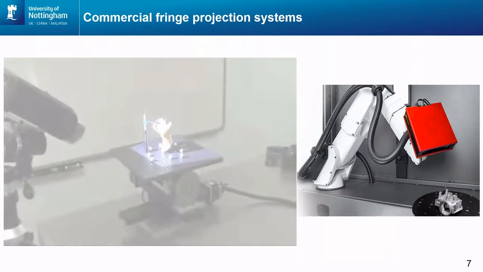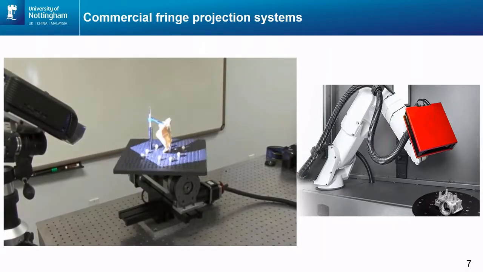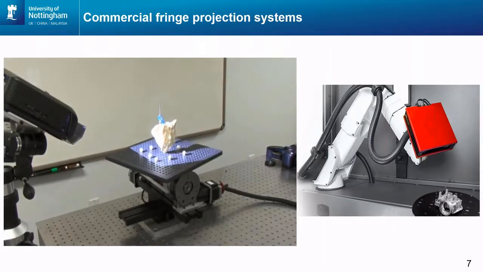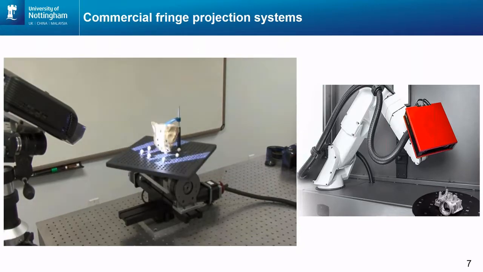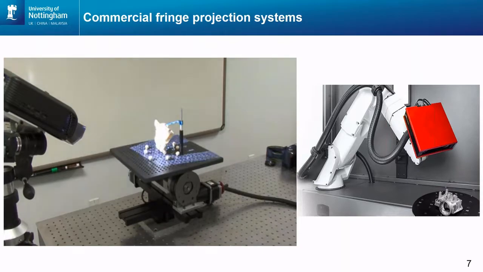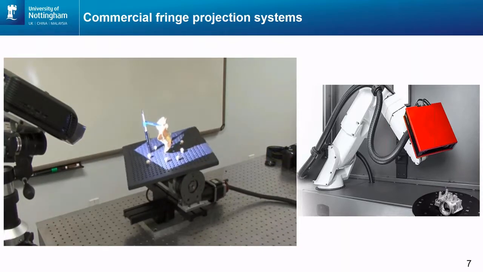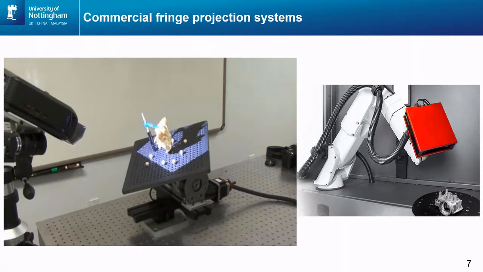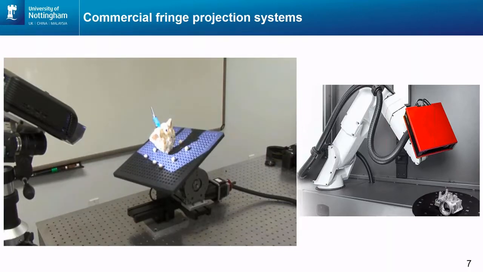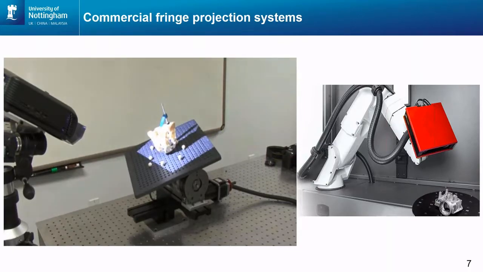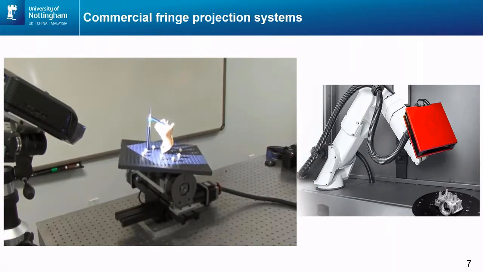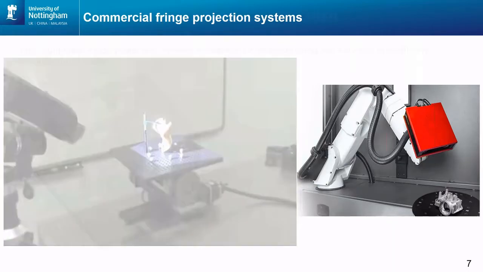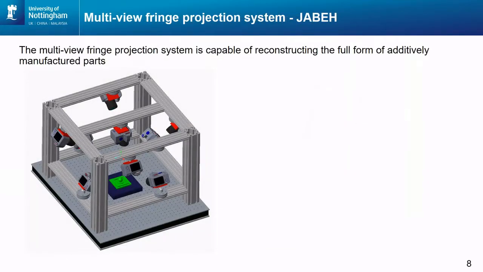In the industrial sector, commercially available fringe projection systems are not cost effective. In these systems, the object needs to be rotated multiple times or the system itself is mounted on a robotic arm in order to acquire the full form of AM objects. To address these issues, we at the manufacturing metrology team at the University of Argentina are working to develop a multi-view fringe projection system.